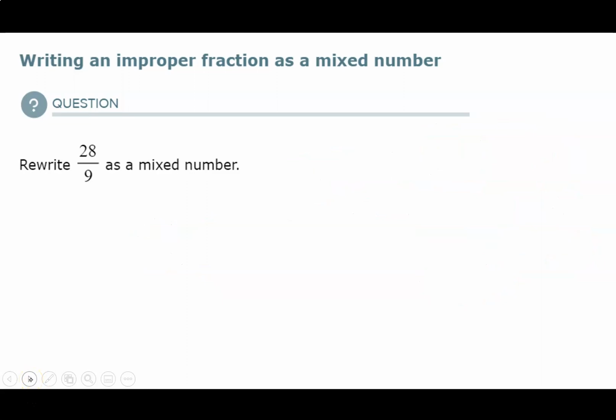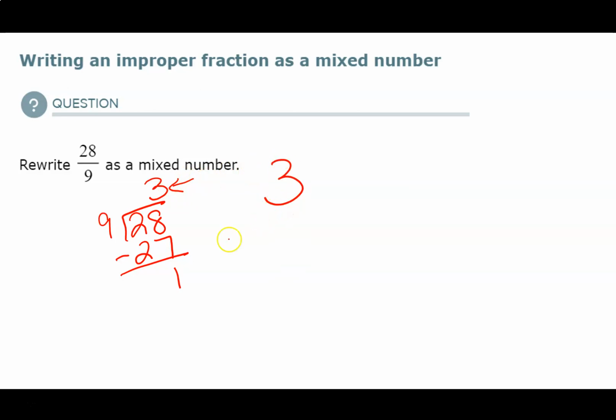28 ninths. I am not drawing circles with ninths, so I'm just going to do this using the algorithm. So 9 goes into 28. Let's see, 9 times 1 is 9. 9 times 2 is 18. 9 times 3 is 27. Oh, that's pretty close. I have 1 left over. Okay, so my quotient tells me my whole number of circles. So I have 3 whole circles. This tells me I have 1 left over out of 9. So 28 ninths is the same as 3 wholes plus 1 ninth of another one. Okay, so 3 and 1 ninth.